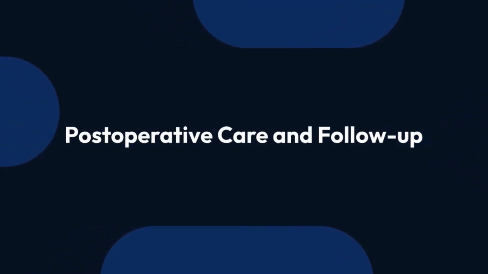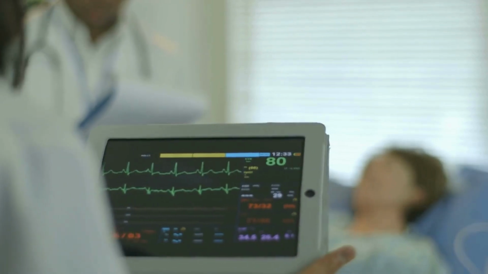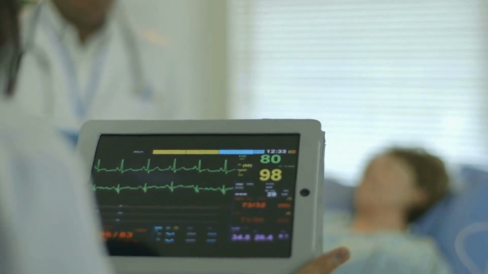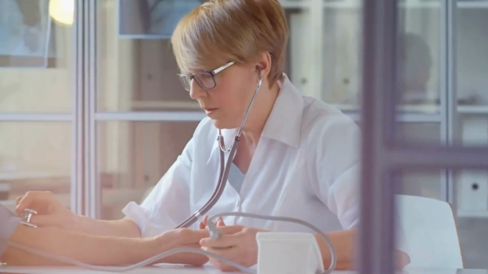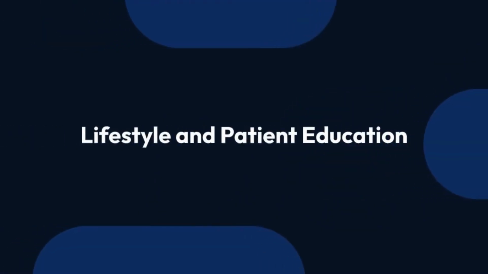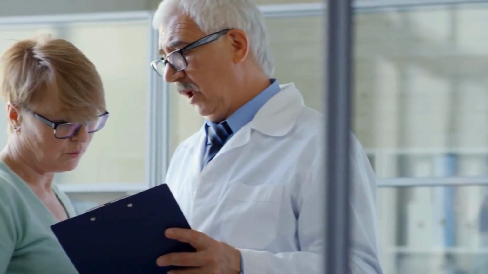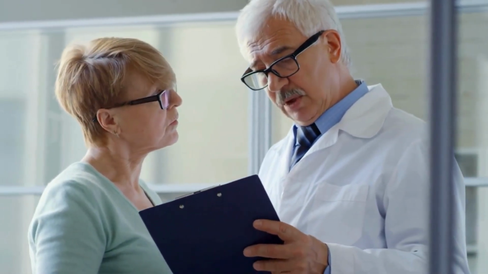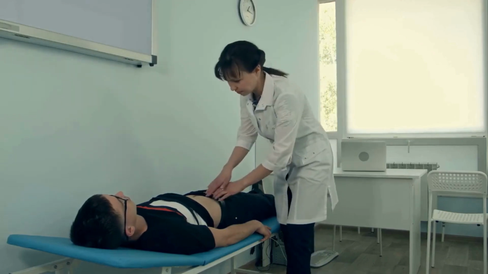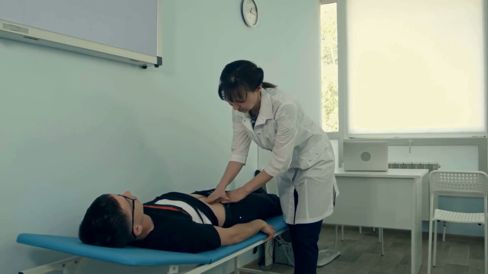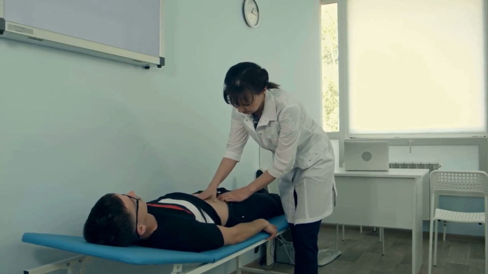Postoperative care. Post-surgery, patients require regular follow-up to monitor for complications such as endoleaks in EVAR patients and graft-related issues in open repair cases. Lifestyle and patient education: encouraging smoking cessation, controlling blood pressure, and managing cholesterol are crucial. Educating patients about the signs of AAA rupture and the importance of regular follow-up cannot be overstressed.